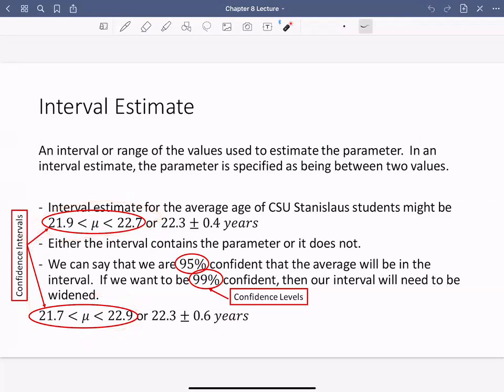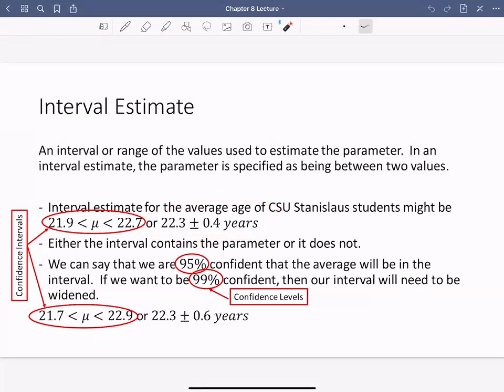So what we say is that the average is between two values. So let's say an interval estimate for the average age of CSU Stanislaus students might be 21.9 to 22.7. Okay, so we're going to say that the average lies between that. And we could also write it as 22.3, because that's what we originally said, and we could say it's plus or minus 0.4 years. And you're going to see how we come up with this. We're going to get into that.